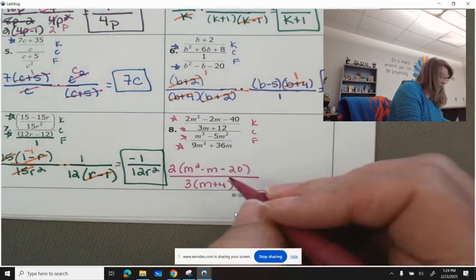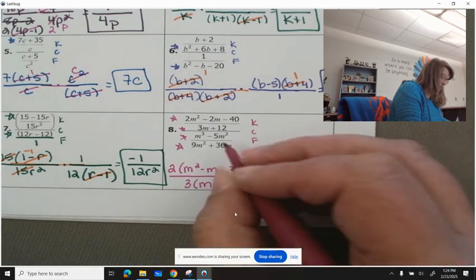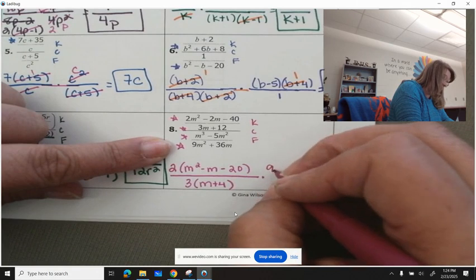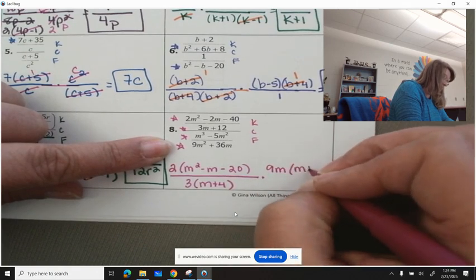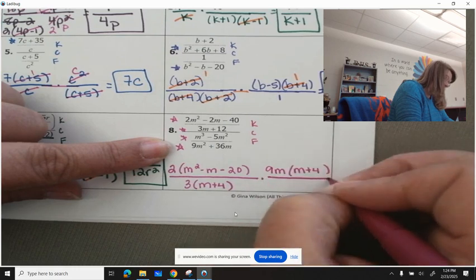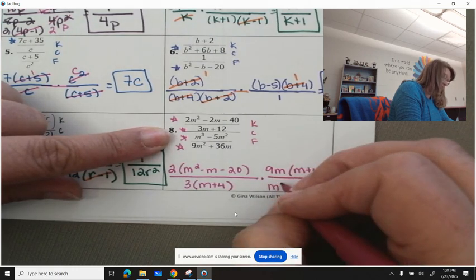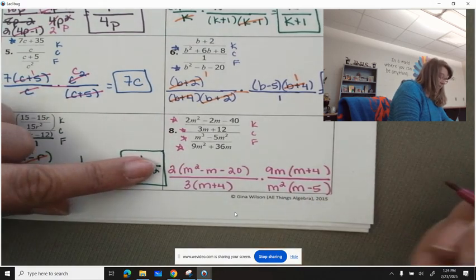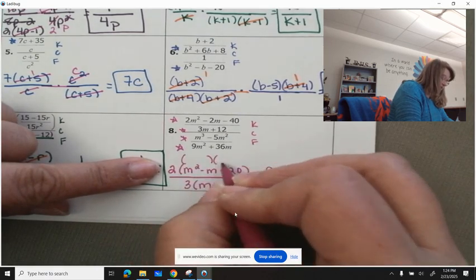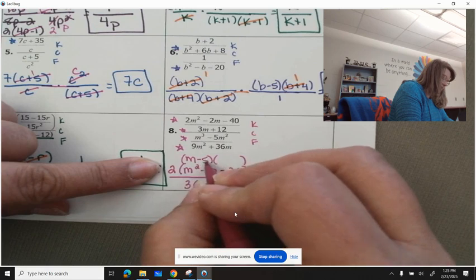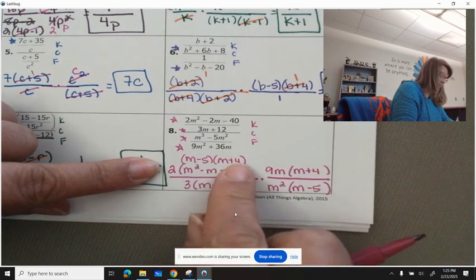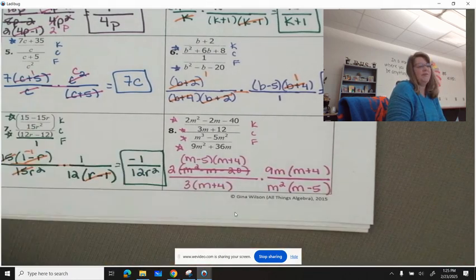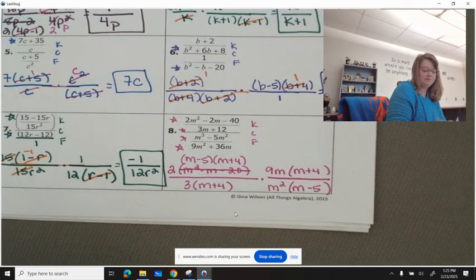Okay, so I kept the top one. I just factored it as I moved it down. Change the sign, and then I'm going to flip the bottom guy over. So the 9m squared plus 36m, I think I'm going to take 9m out of that as a GCF, leaving m plus 4. And in the bottom, it looks like I can take out m squared, leaving m minus 5. So I'm almost done with everything. I just think this guy right here factors again into m minus 5 and m plus 4, because negative 5 times 4 is negative 20, and negative 5 plus 4 is negative 1. So I'm going to not look at that guy anymore. I'm just going to use the one above it because it could be factored again.